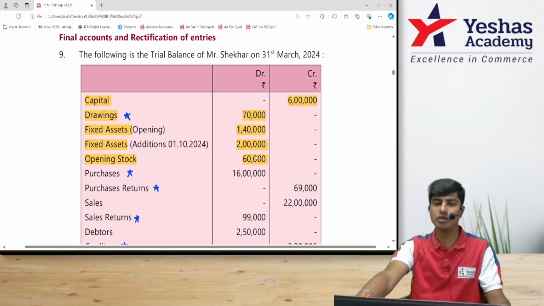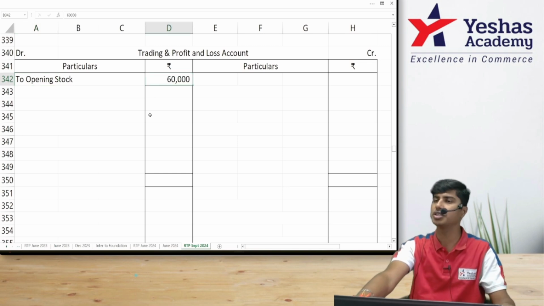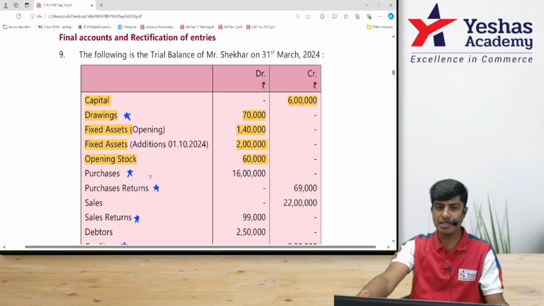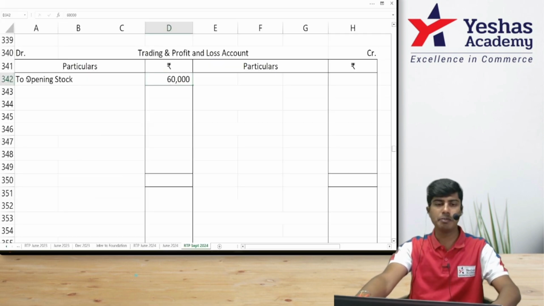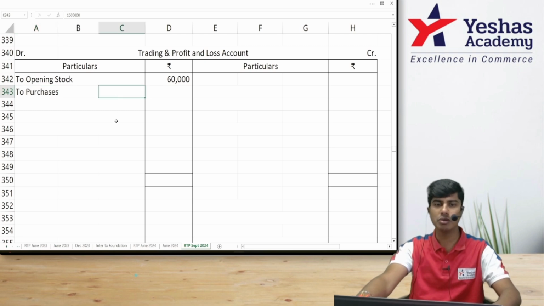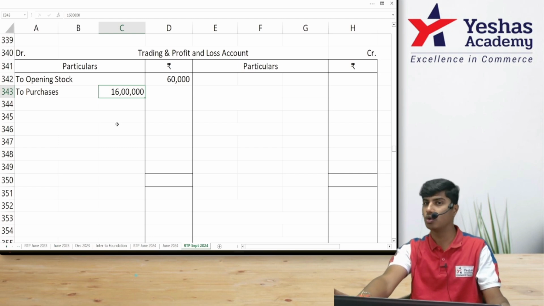Shall I write 60,000 to the trading account debit side? In the trading account debit side, I'll write opening stock 60,000. After this, I have purchases. How much are our purchases? 16 lakh. But there is an adjustment, some rectification that we should do. So I would write purchases in my trading account, but in the inner column. Once I adjust that rectification and purchase return, then only it will go to the outer column.